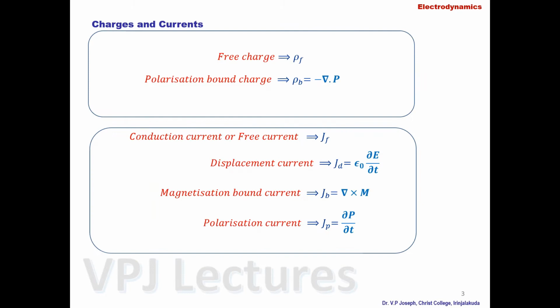Now in the case of a material medium, along with this free charge rho f and the conduction current Jf, along with Jd, that is the displacement current, we need to consider the polarization bound charge rho b and currents related to magnetization, the bound current, and the current due to polarization, that is the polarization current.